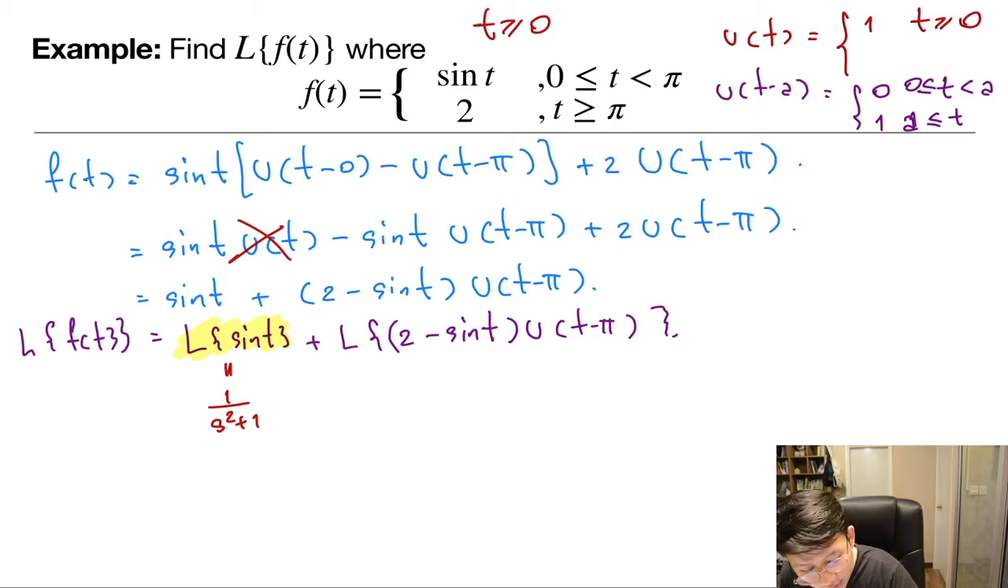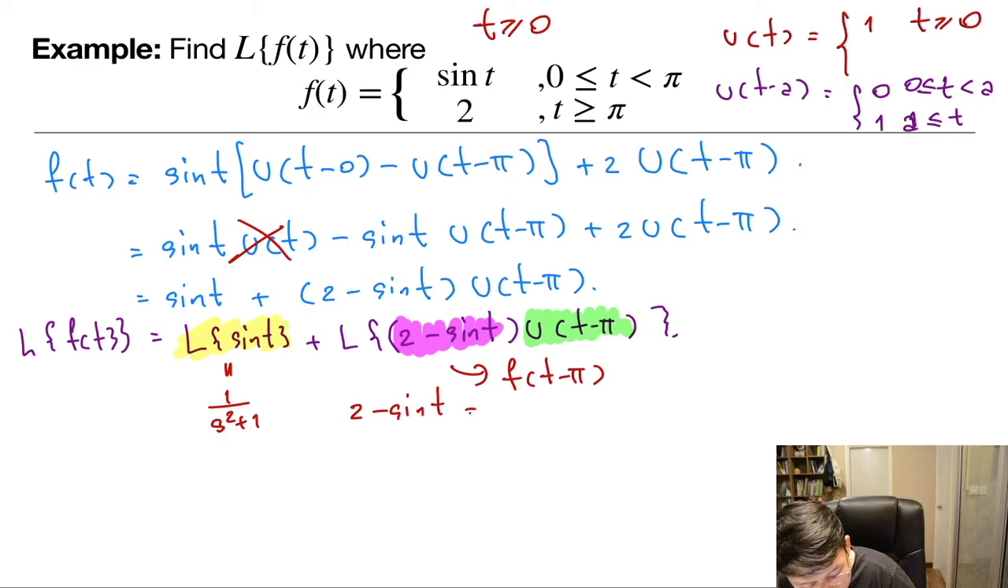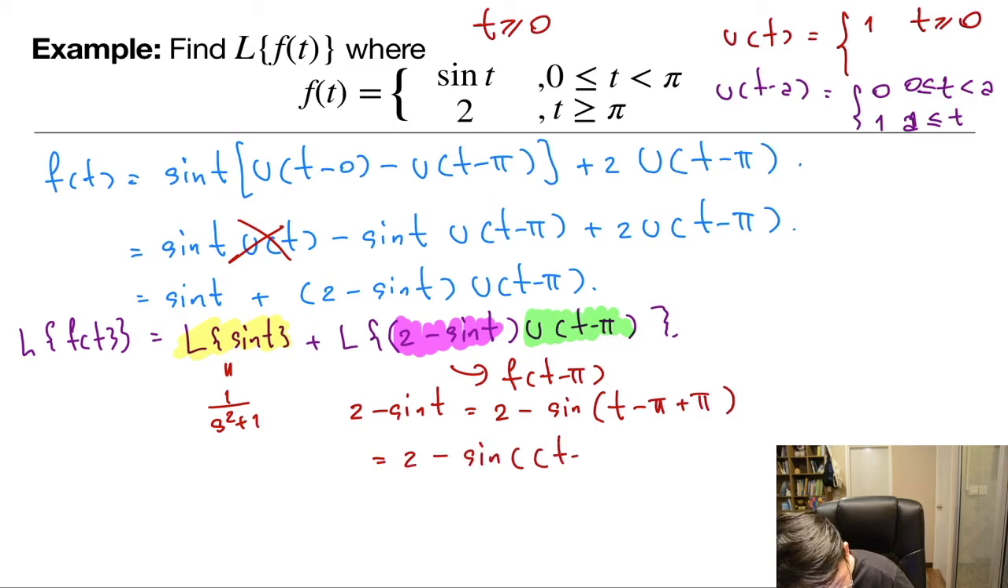To find the Laplace transform of that, you need to look at u(t - pi). So the function must be a function of t minus pi. So 2 minus sine t is 2 minus sine (t - pi + pi), and that will be 2 minus sine (t - pi) plus pi.